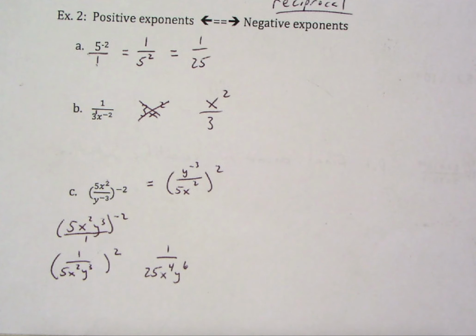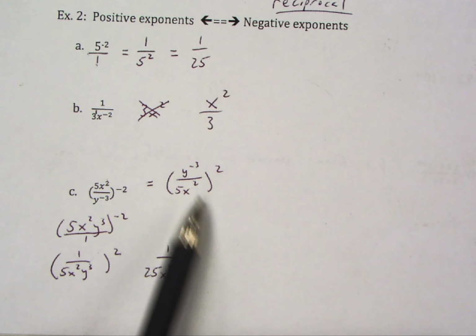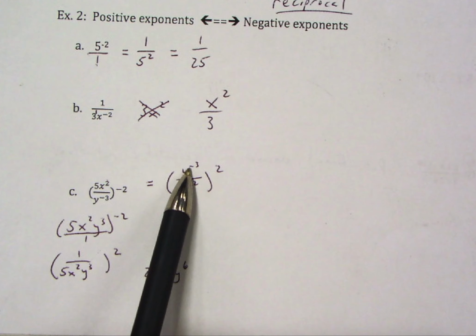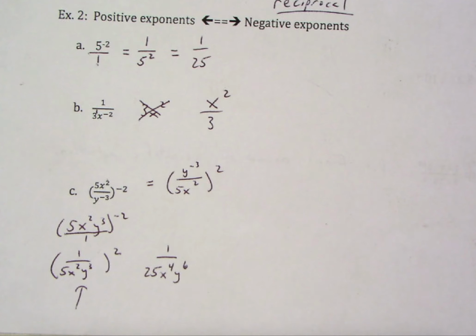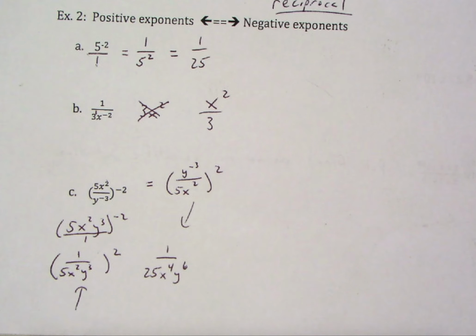Then you have options from here. You could distribute the 2 inside. You can move the y to the negative 3rd down, and then it becomes identical to this step right here. So you have options to get to that same exact answer. Just a couple different ways to start.